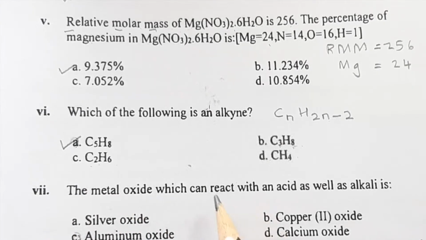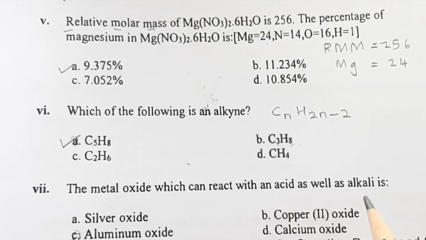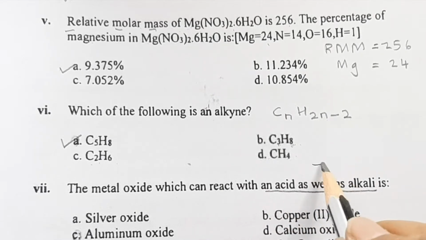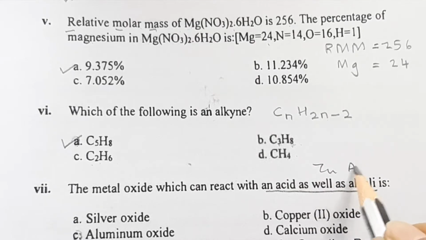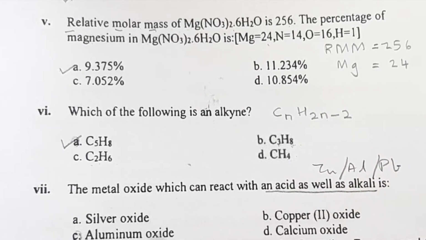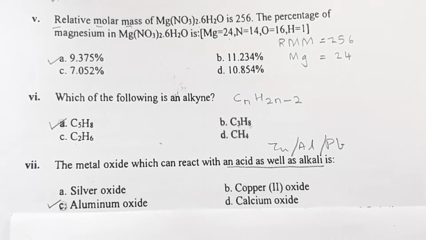The metal oxide which can react with acid as well as alkali is, now remember this means it is amphoteric. And amphoteric means it will be Zn, Al or Pb. Which one of them belongs to that? Obviously, it will be aluminium oxide. So the option is C.